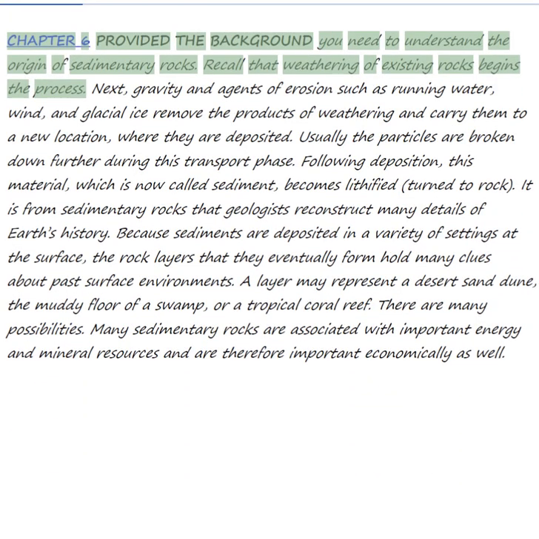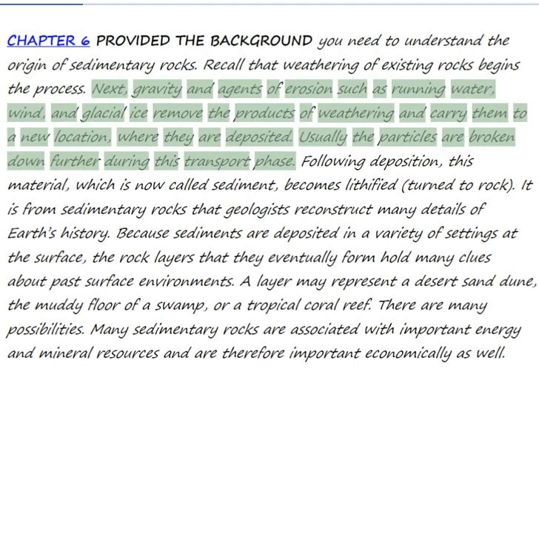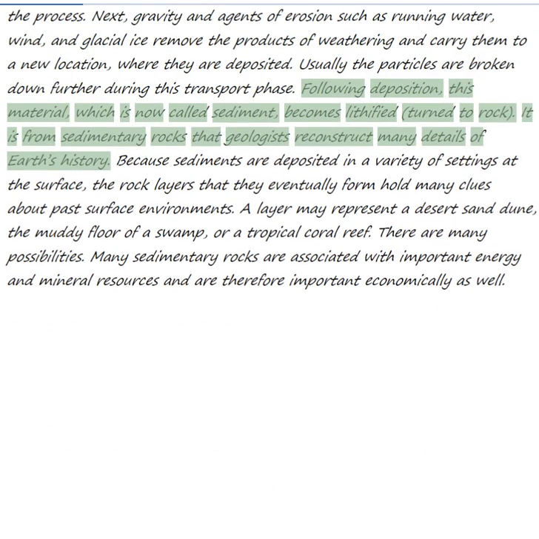Chapter 6 provided the background you need to understand the origin of sedimentary rocks. Recall that weathering of existing rocks begins the process. Next, gravity and agents of erosion such as running water, wind, and glacial ice remove the products of weathering and carry them to a new location where they are deposited. Usually the particles are broken down further during this transport phase. Following deposition, this material, which is now called sediment, becomes lithified.